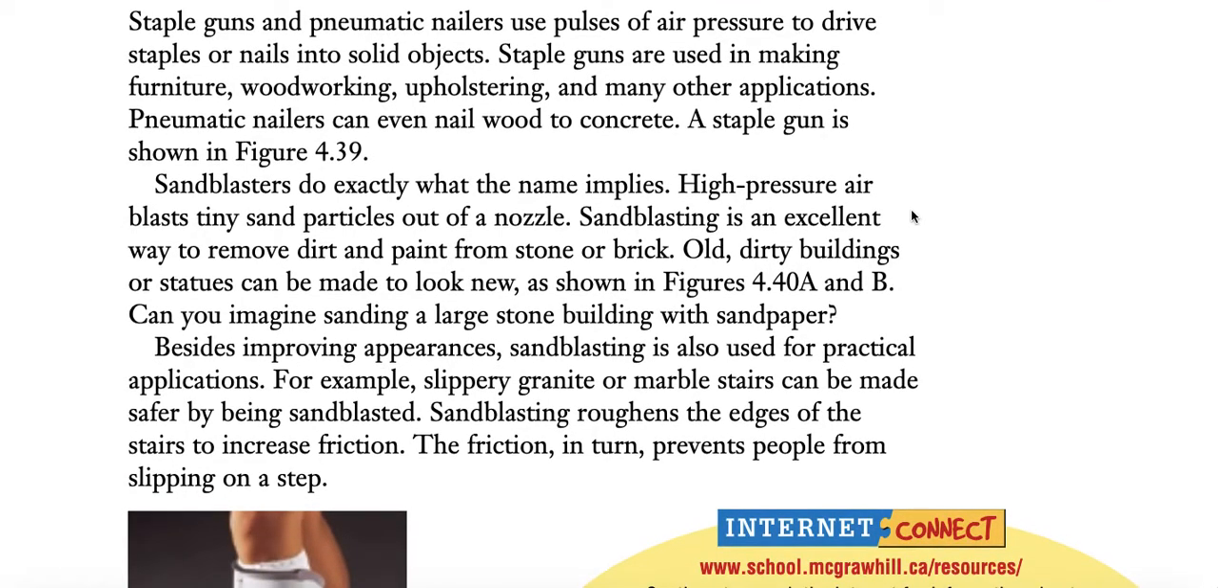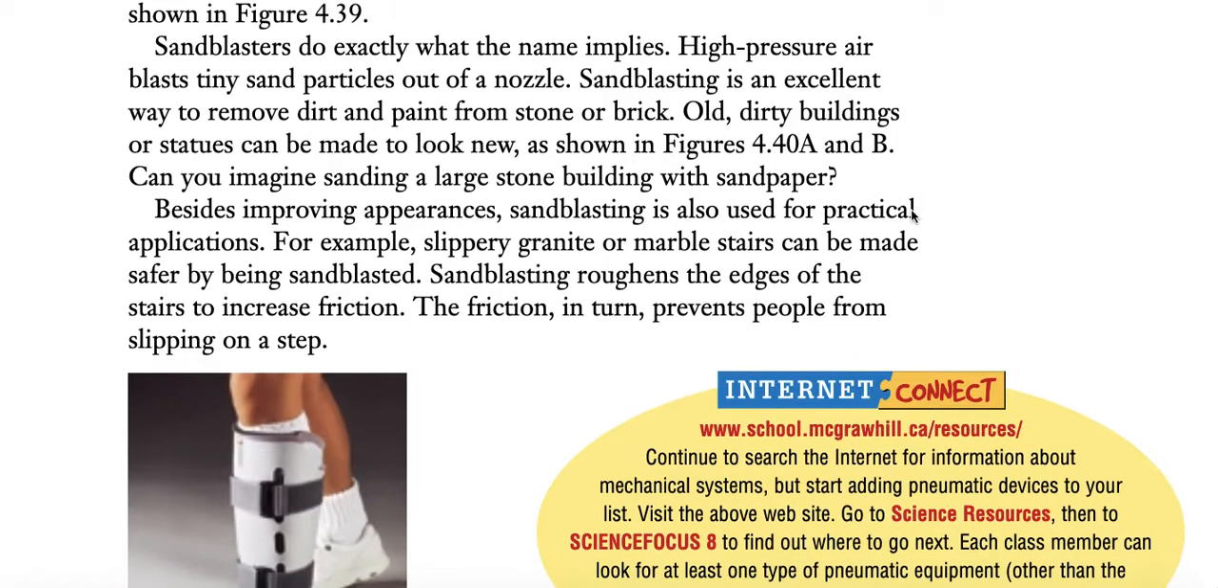Staple guns and pneumatic nailers use pulses of air pressure to drive staples or nails into solid objects. Sandblasters do exactly what the name implies. High pressure air blasts tiny sand particles out of the nozzle. Sandblasting is an excellent way to remove dirt and paint from stone or brick.